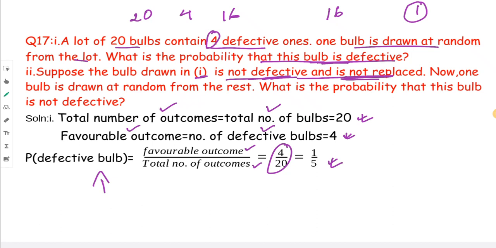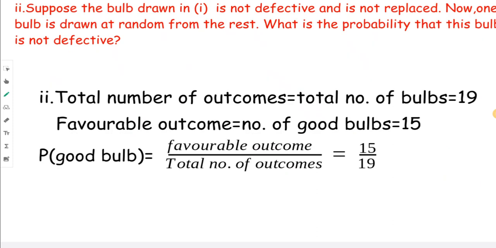So how many good bulbs do I have now? 15 good bulbs. And what is my total number of outcomes now? It was supposed to be 20, but because I took out 1, now my total number of outcomes is just 19. So you can see here the total number of outcomes will come from the total number of bulbs, 19, because remember there were 20, but I took out 1 good bulb and I have not put it back. It has been taken aside, so 19.